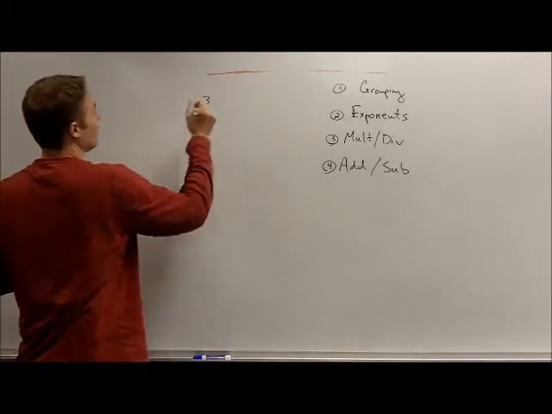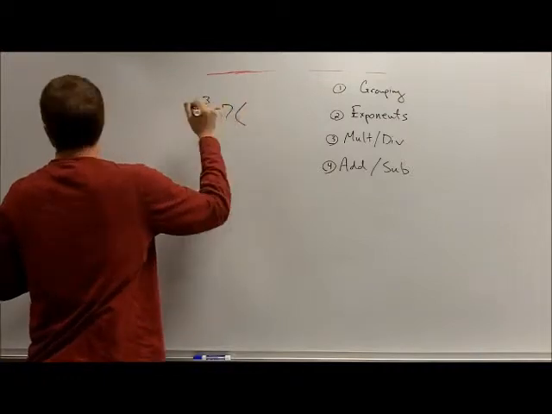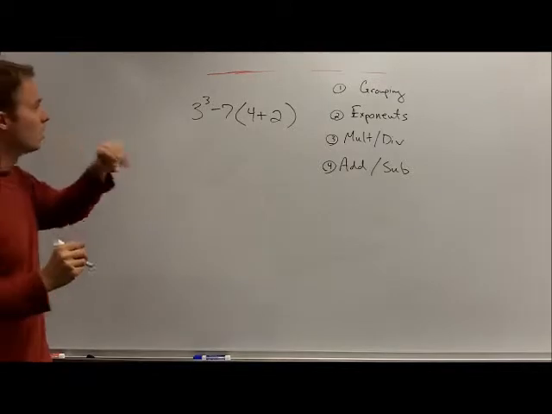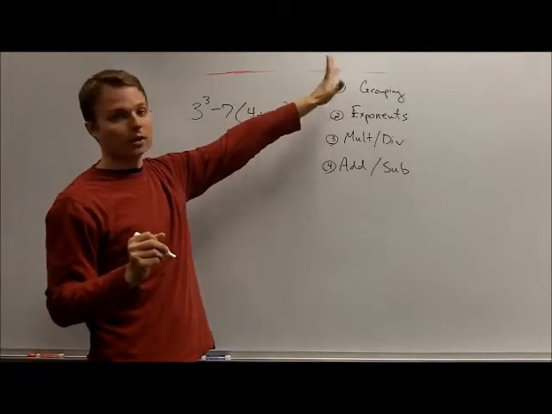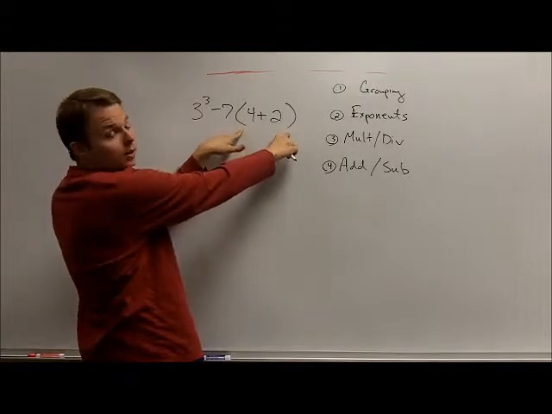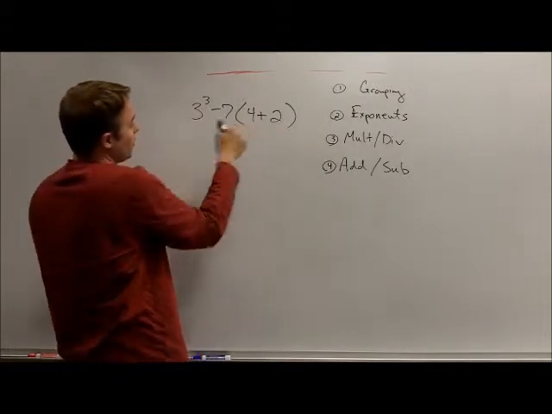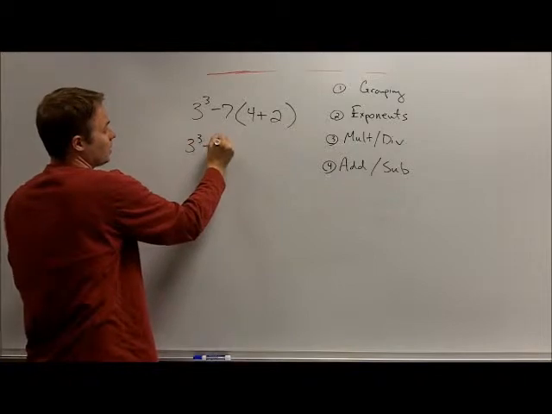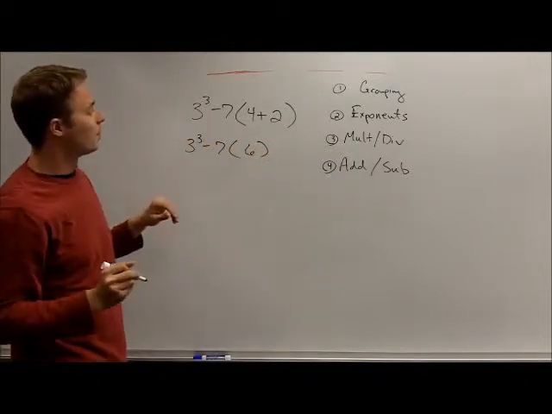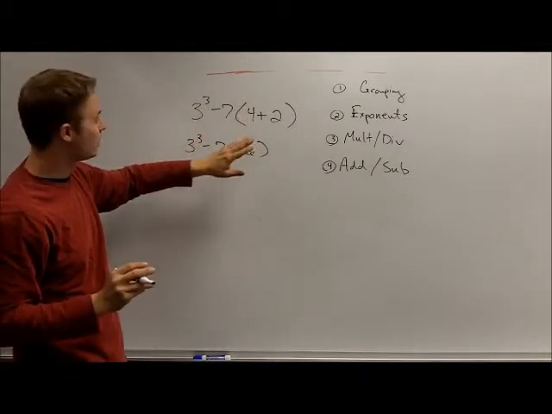So something like this: 3 cubed minus 7 times (4 plus 2). The first thing I'll do is look and see what I have in terms of grouping symbols. In this case, I do have a set of parentheses, so I'll take care of this first. Instead of 4 plus 2, this will be a 6. So now I have all my grouping symbols covered.